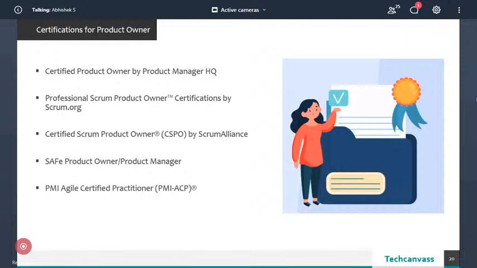SAFe is nothing but Scaled Agile Framework, which is a different, or probably an advanced level of Agile. And the last one is the PMI Agile Certified Practitioner. So these are a couple of certifications which, if anyone of you is thinking of taking up, you can plan and go ahead with.